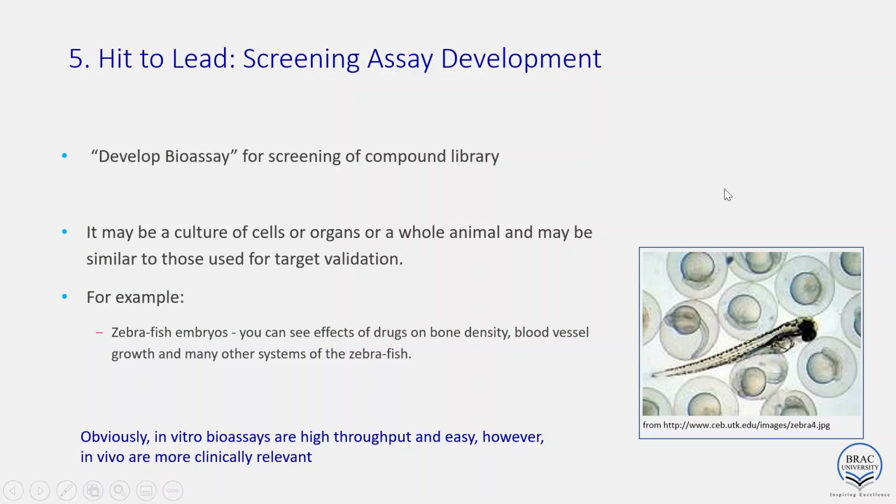In the earlier slide, we talked about cell and biochemical assays, in vitro assays, but we can also use an in vivo model to screen our drugs. For example, this figure is of a zebrafish, which is a transparent living system. Because of its transparency, we can directly visualize the effect of a drug or compound on its bone density, blood vessel growth and other systems. So the whole in vivo system can be used as a screening technique or screening assay.